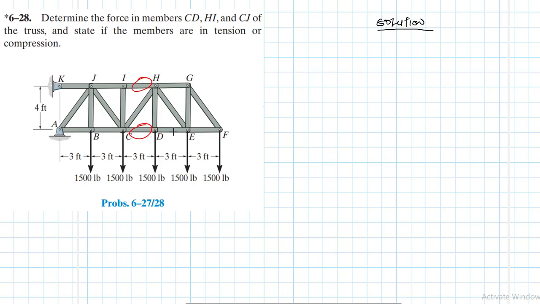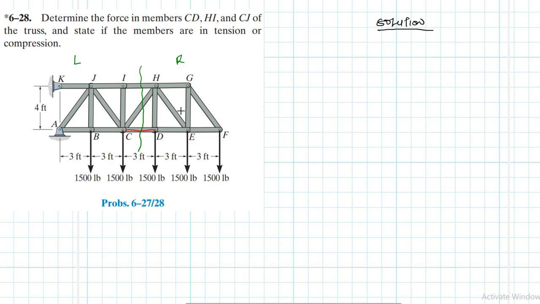Right. So for this member here, CD, how do you think we're going to do it? Of course, the best is just sectioning here, right? So if you did the sectioning here, which part do we use? The left hand side or the right hand side? Which one do we use? What do you think?